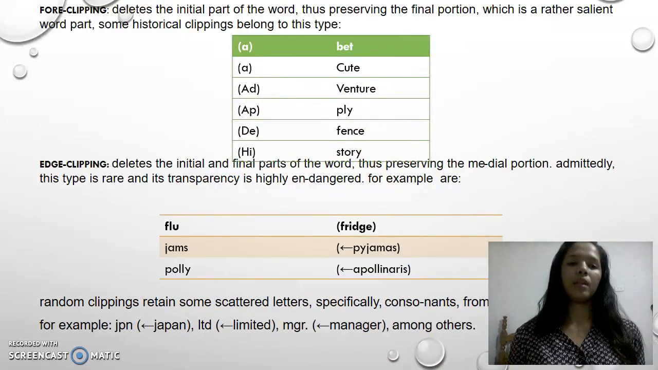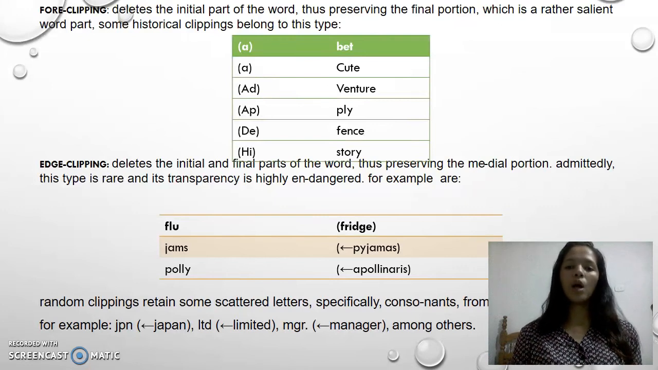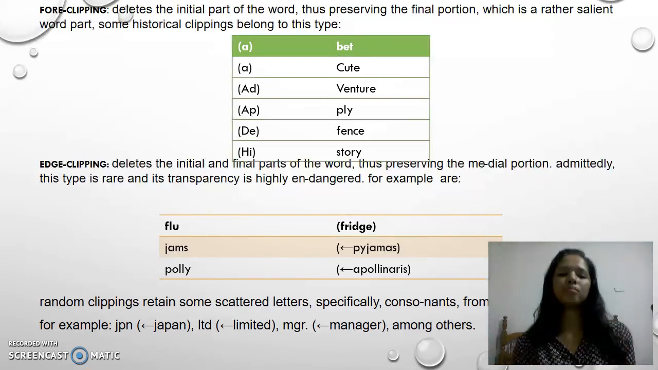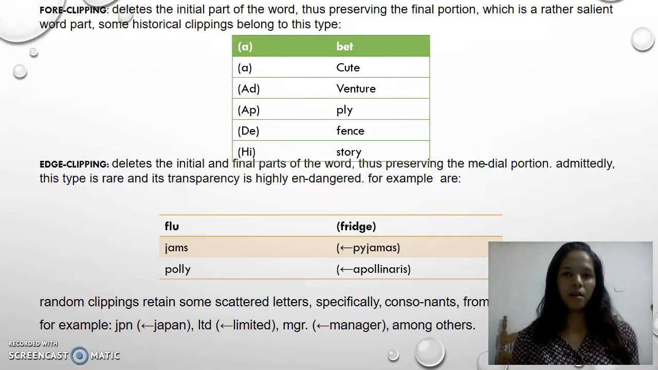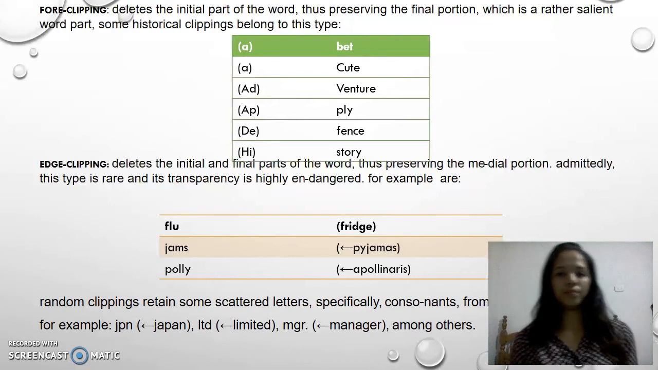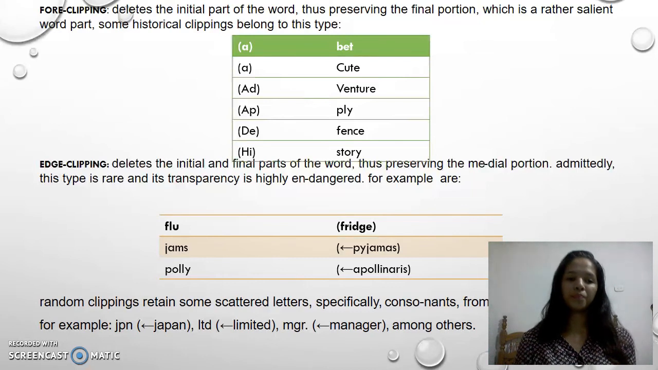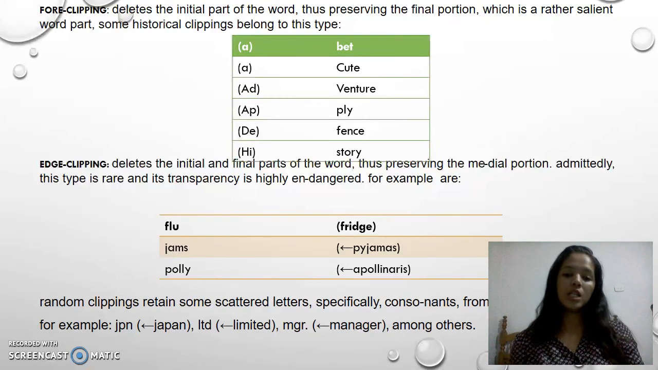Medial clipping. It deletes the initial and final parts of the word, thus preserving the medial portion. Admittedly, this type is rare and its transparency is highly endangered. For example, flu, fridge, jams, pyjamas, polly, Apollinaris. Random clippings retain some scattered letters, specific consonants, from the base word. For example, JPN, Japan; Ltd, Limited; Mgr, Manager, among others.